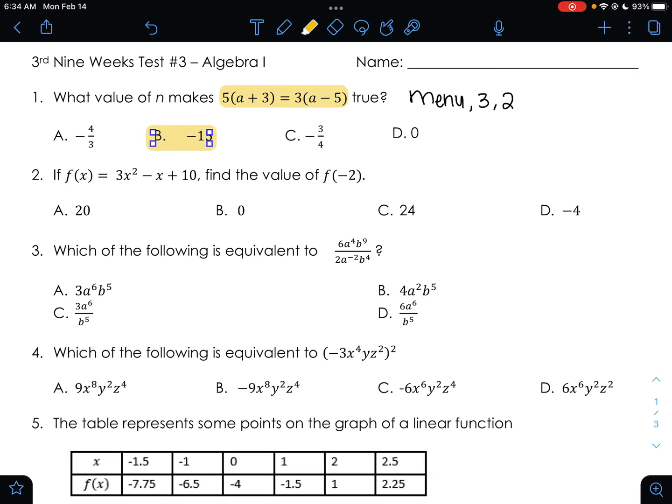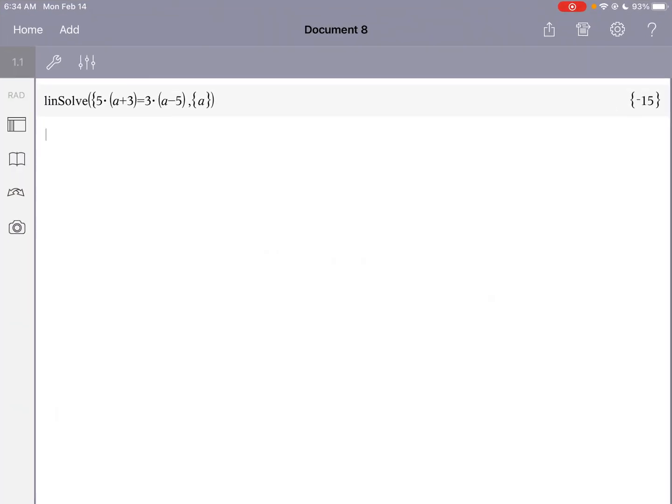Okay, next one. If f of x equals 3x squared minus x plus 10, find the value of f of negative 2. So again, our x changed to negative 2, so we're going to type in and replace every x with negative 2. Now you have to be careful with that middle term because it is minus x and we're plugging in a negative 2. So that's why I have the minus on the outside and the negative 2 on the inside.